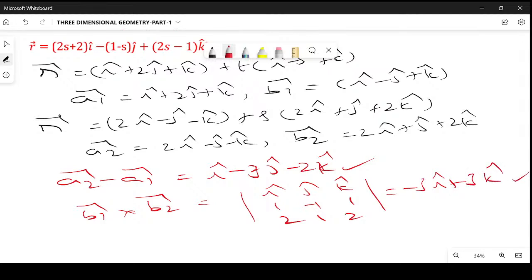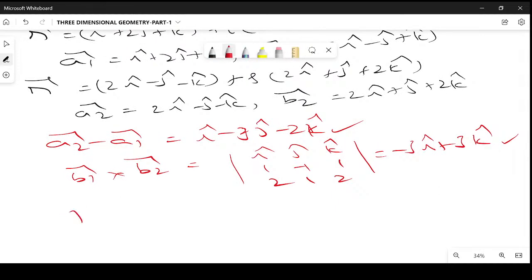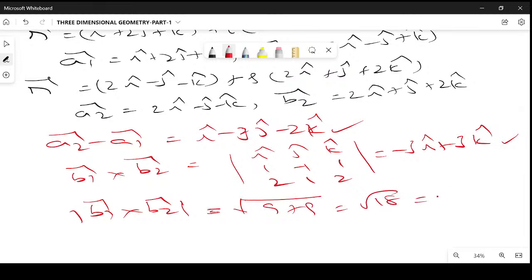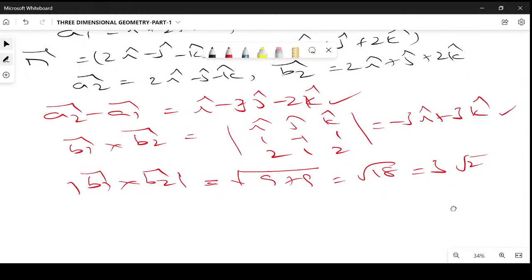We will get B1 bar cross B2 bar. Now the modulus of B1 bar cross B2 bar is also required. What is the magnitude of this? Taking the root, this is 9 plus 9, root 18, which is 3 root 2. You find this. And B1 bar cross B2 bar dot A2 bar minus A1 bar is also required, because the formula needs it.